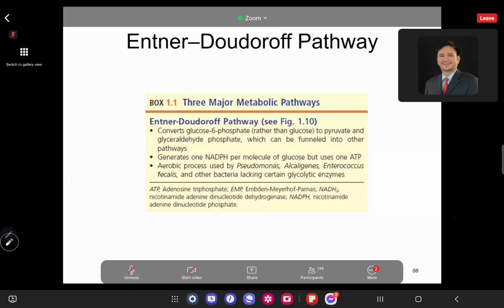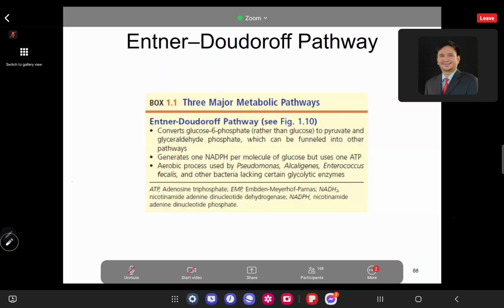Although it operates aerobically, the Entner-Doudoroff pathway is commonly utilized by Pseudomonas, Alcaligenes, and your Enterococcus faecalis and other bacteria lacking specific glycolytic enzymes found in the more typical EMP or pentose phosphate pathway. So remember about Pseudomonas. We have Pseudomonas aeruginosa, Alcaligenes, as well as your Enterococcus faecalis.